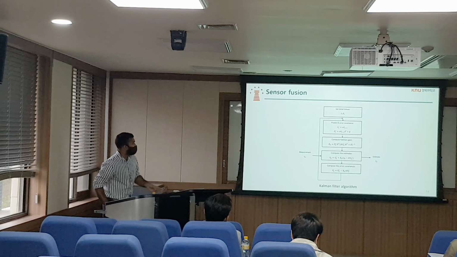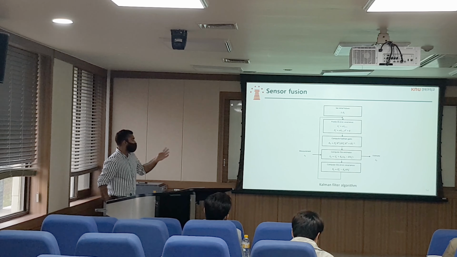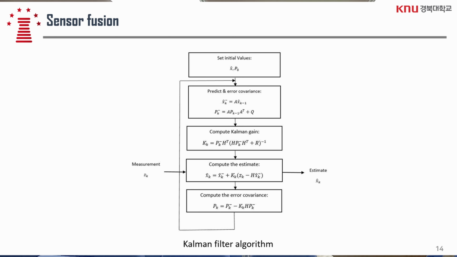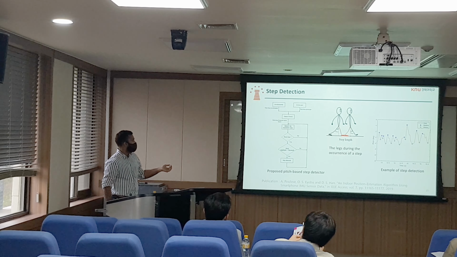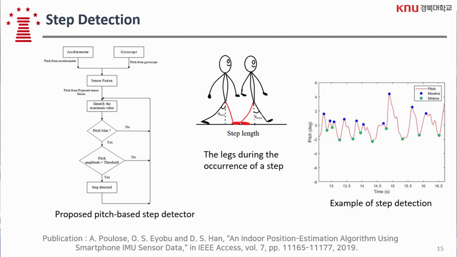So here is the sensor fusion for combining. To estimate the heading, we use the gyroscope and magnetometer. To combine that sensor data, we use the Kalman filter algorithm. Here is our proposed pitch-based step detector, and a pictorial representation of how the leg moves during the occurrence of steps, and an example of step detection. The peak is considered as the step.